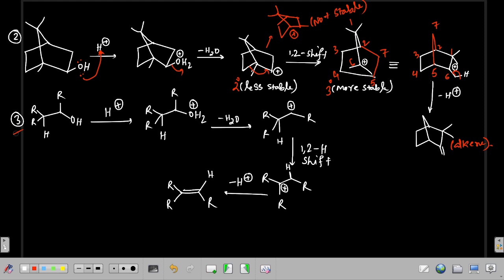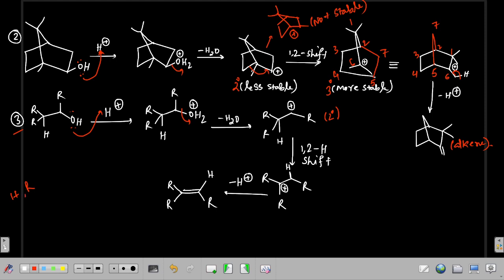There will be another example, another alcohol. It will abstract a proton from the acidic medium, and it leads to the formation of H2O, and there will be removal of this H2O, that is water, and it leads to the formation of a 2 degree carbocation, and there will be a 1,2 hydrogen shift. If there is any hydrogen, then it will shift faster than any alkyl group.